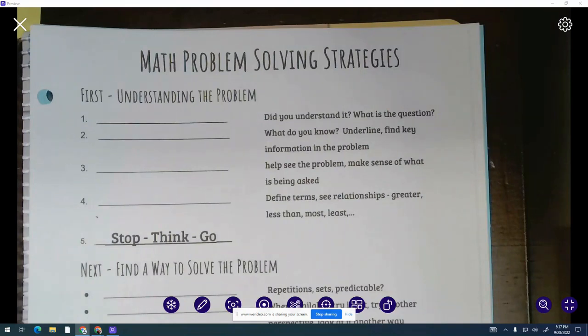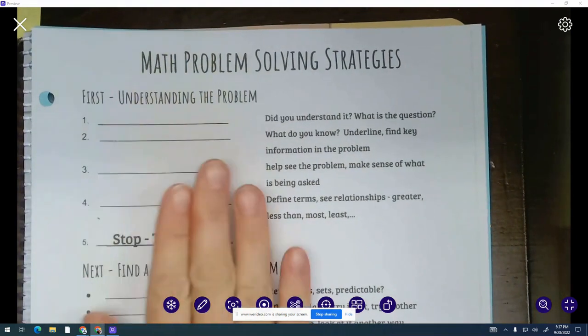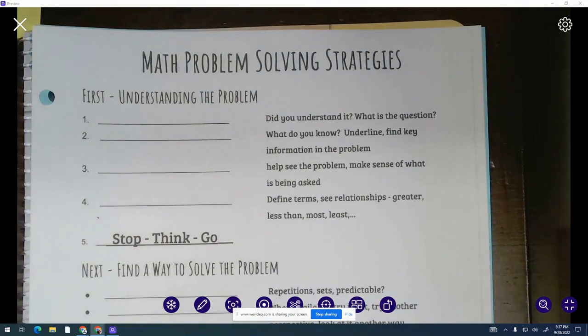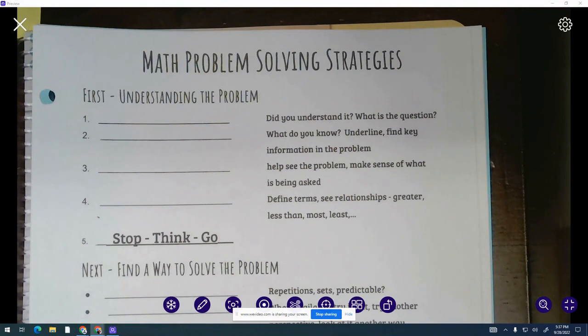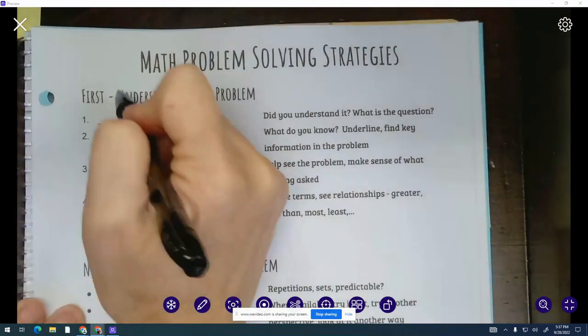All right, so let's look at problem solving strategies. We went over a couple things in class and we talked about how these five things should be done before saying, I can't do the problem, I don't know what to do. So let's just do a quick review from what we talked about in class.